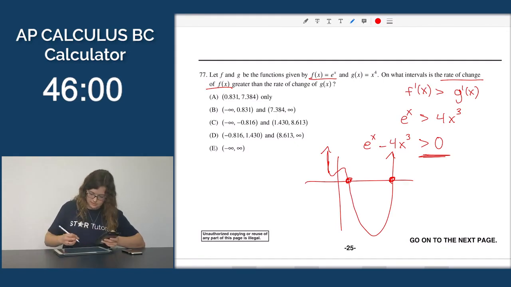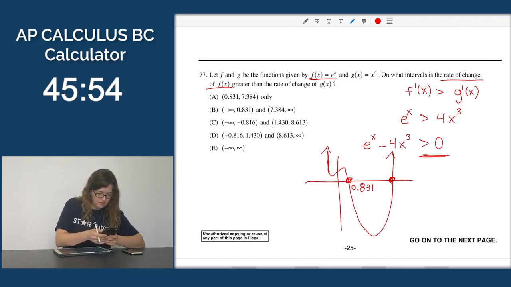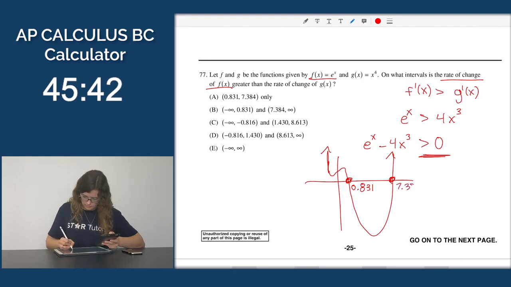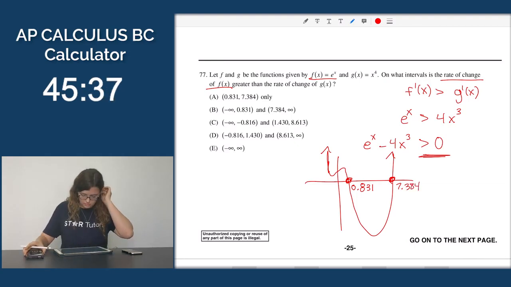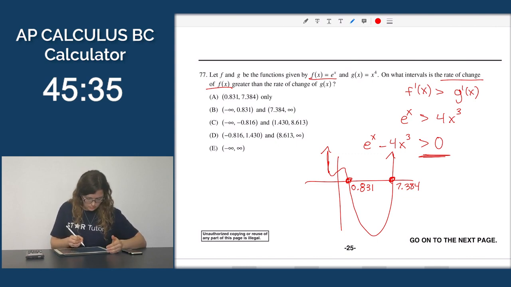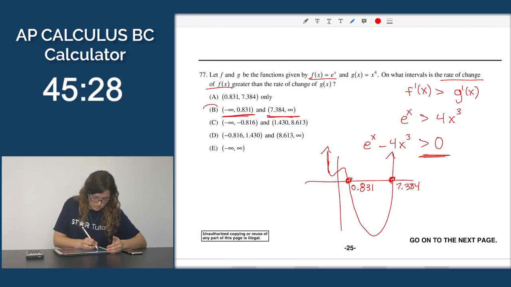Great. Okay, so it says that this first 0 is at 0.831 roughly, and then the other one is at 7.384. Again, I'm looking for where this function's positive, so that's everywhere before 0.831, negative infinity to 0.831, and everywhere after 7.384. So that's going to be B.